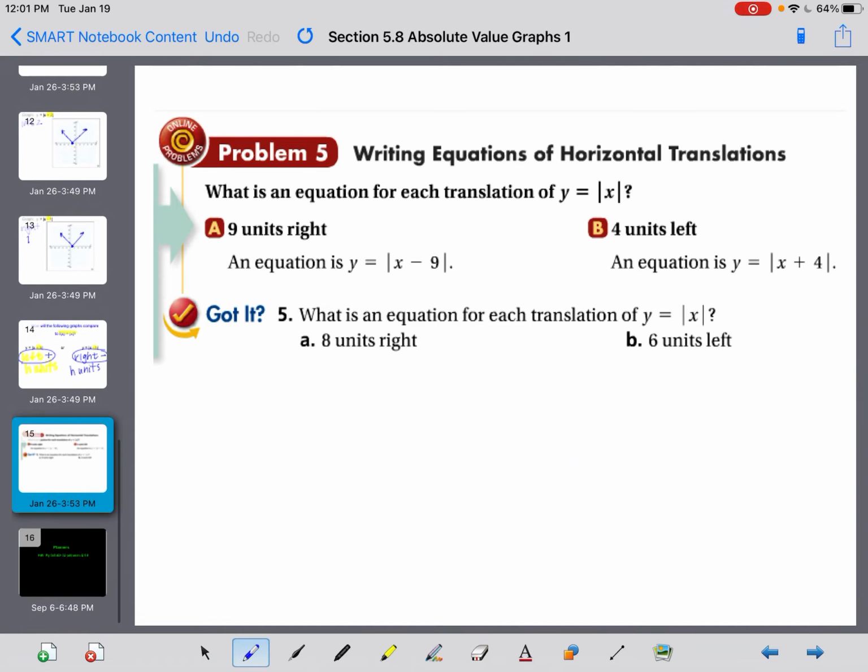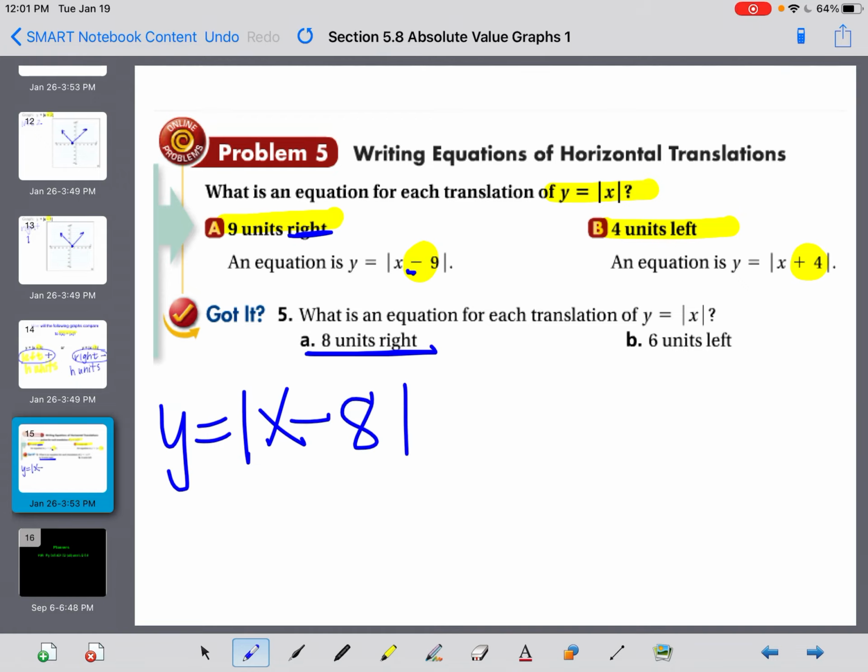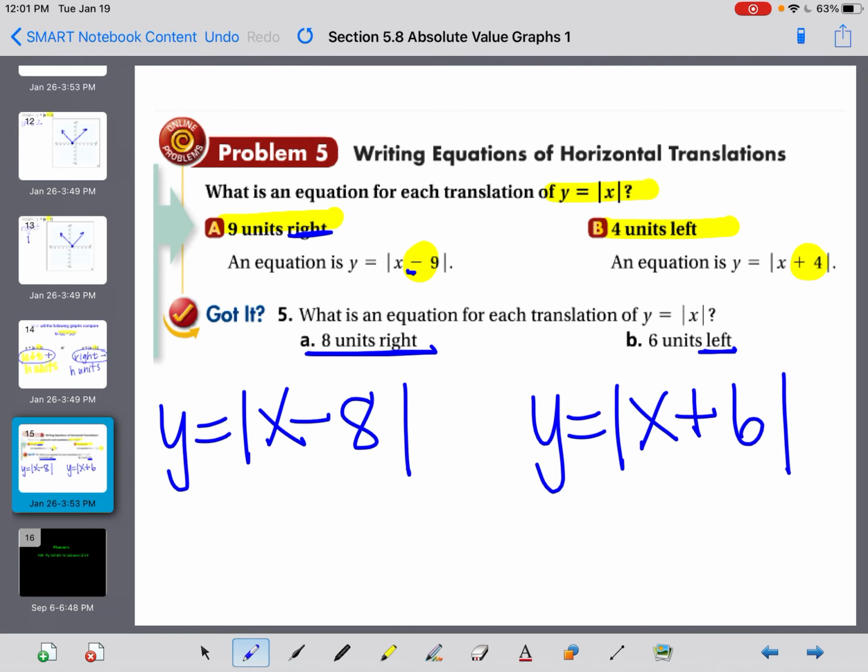Okay, so now you're going to have to write an equation for each, starting with your parent function. Subtracting on the inside means that I'm going right. Adding on the inside means I'm going left. So if that's the case, we're going to start with y equals the absolute value of x, but now I'm going 8 units right. Remember, right was subtraction, so I'm going to subtract 8. Over here, y equals the absolute value of x, and now I'm going left, so I'm adding 6.